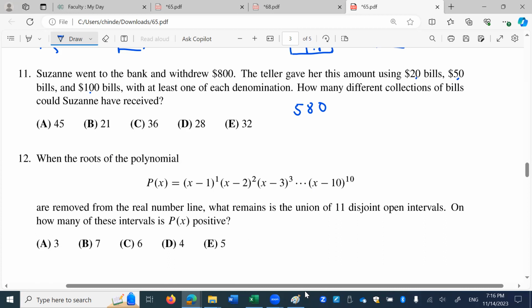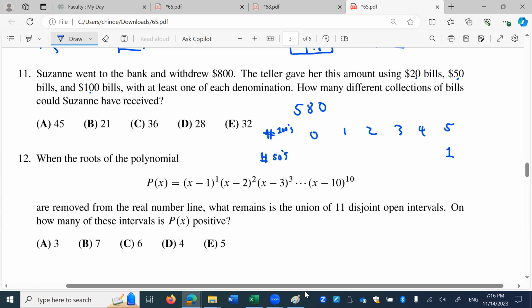And now there's no more restriction of needing at least one of each. So the number of hundreds is either 0, 1, 2, 3, 4, or 5. And now I think for each potential number of hundreds, I can count how many different possible numbers of 50s I can have. Right. So if I have 500s, I have only $80 left, and so I can't have any 50s. So there's only one way to choose the number of 50s that I have.